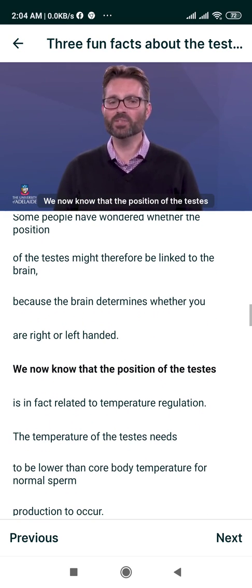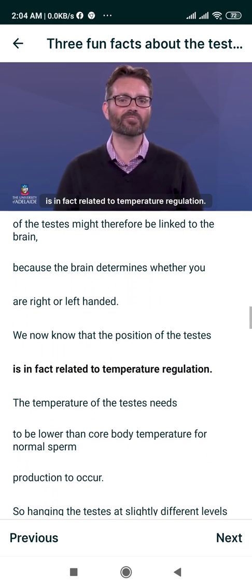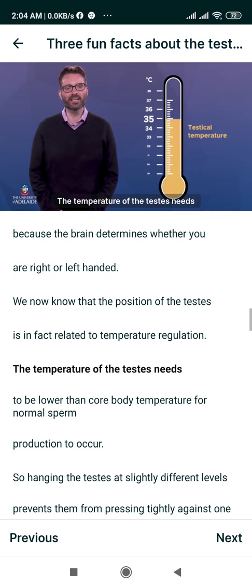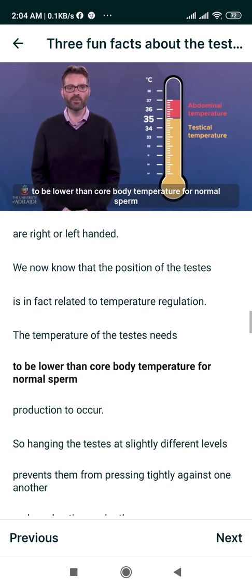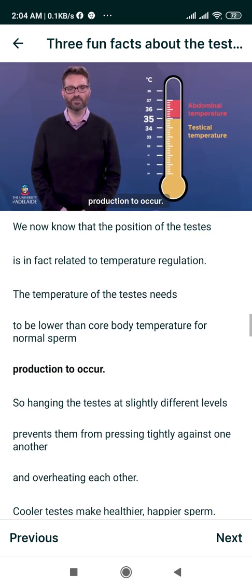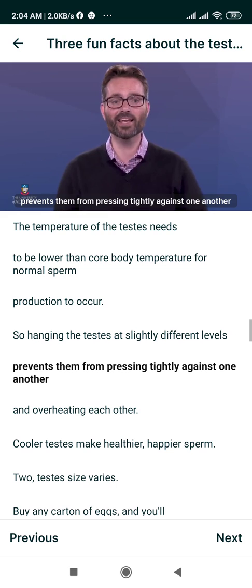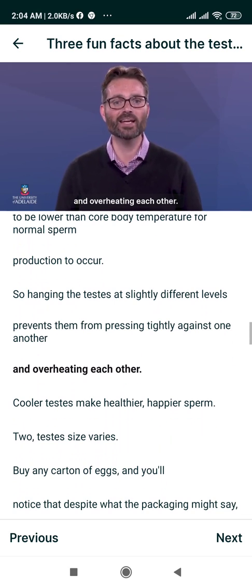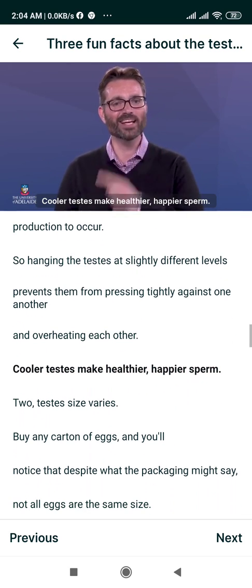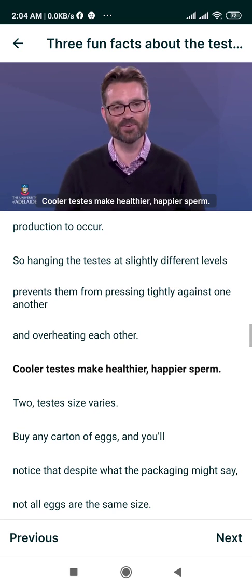We now know that the position of the testes is in fact related to temperature regulation. The temperature of the testes needs to be lower than core body temperature for normal sperm production to occur. So hanging the testes at slightly different levels prevents them from pressing tightly against one another and overheating each other. Cooler testes make healthier, happier sperm.